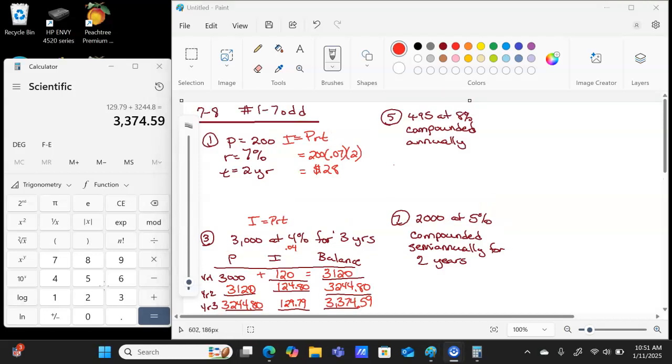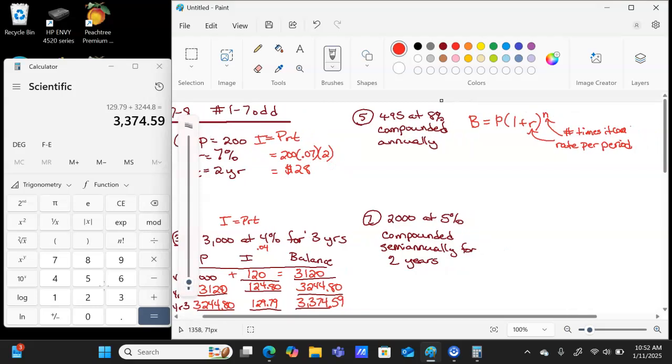In number 5, it asks us to find the balance, and we're going to use this equation where B equals P times (1 plus R) to the N. Now, the key here is how many times they compound in a year. This is the rate per period. So if you have a 4% rate and it compounds 4 times a year, then the rate is only 1%. And this is the number of times it compounds. So if you have 4 times a year and it's 2 years, it compounds 8 times.